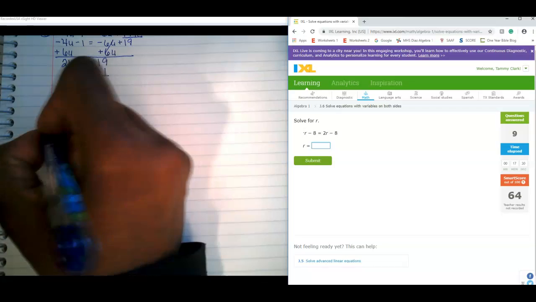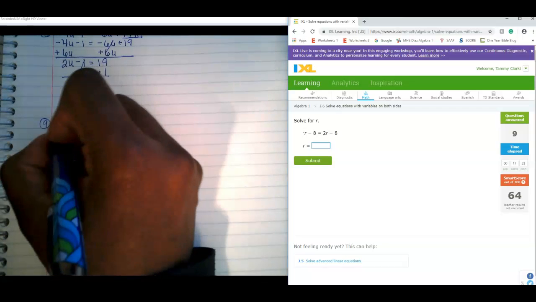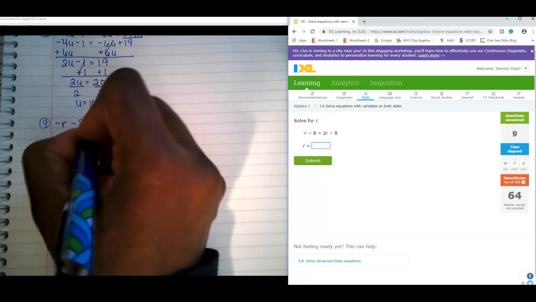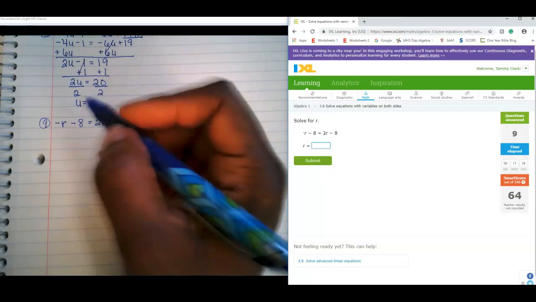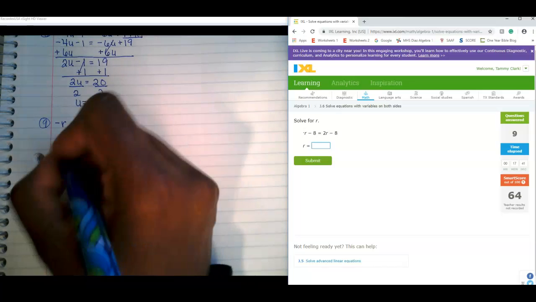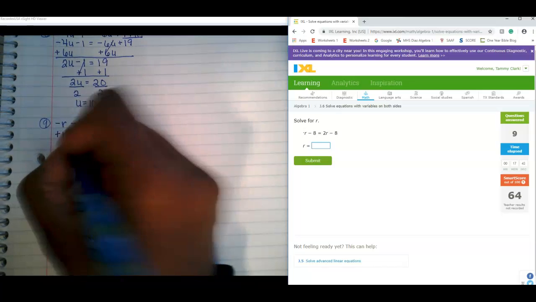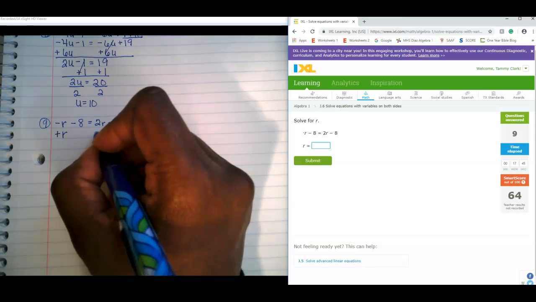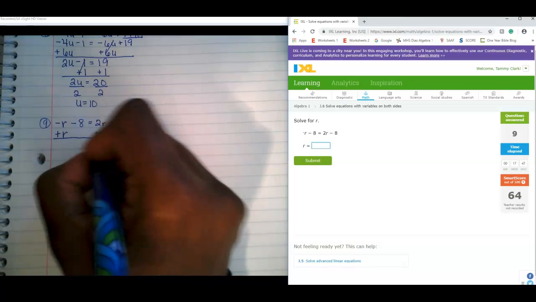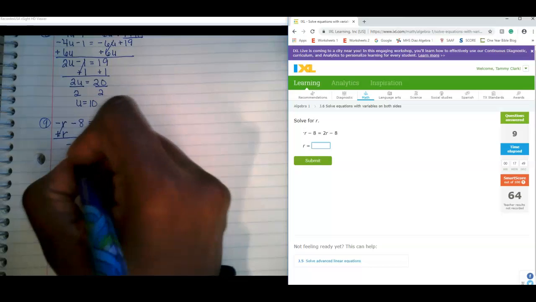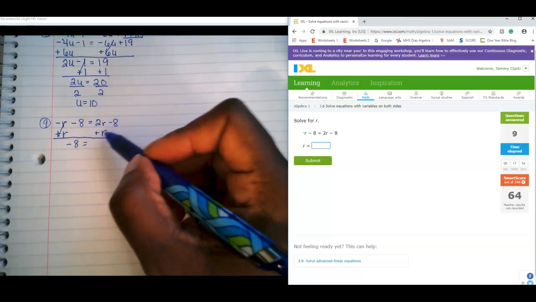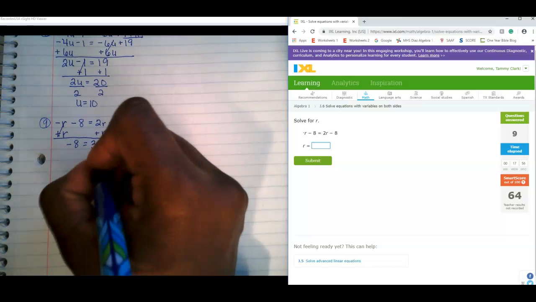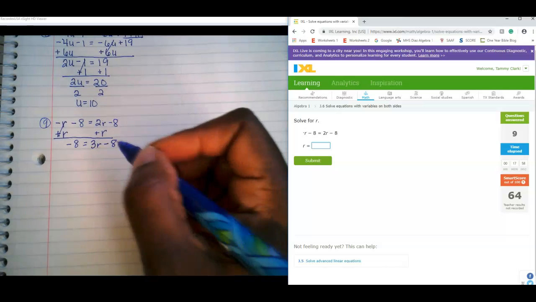Number 9 is negative r minus 8 equals 2r minus 8. And the 2 is larger than negative 1, so we're going to add 1r to both sides of the equation. And we're left with negative 8 is equal to 2r plus another r is 3r. And then we have minus 8.